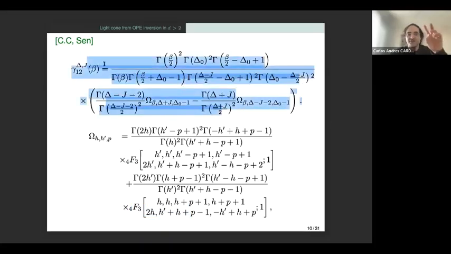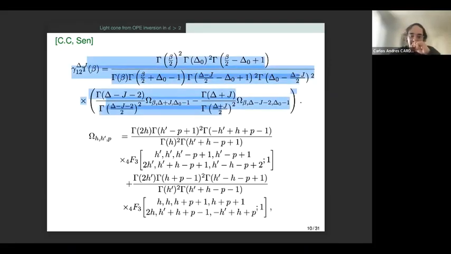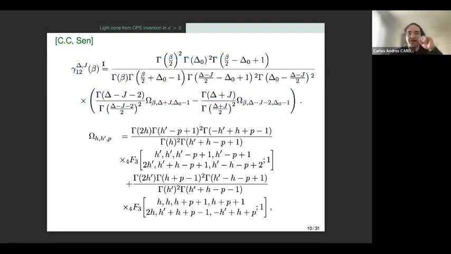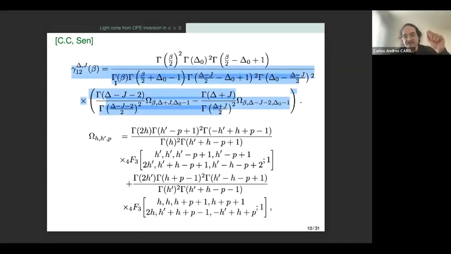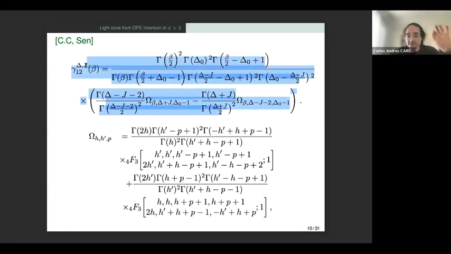And the advantage of this formula with respect to the ones doing expansions in 1 over beta is that this expression is valid for finite beta. So this is not asymptotic anymore. This is the finite, non-perturbative, if you wish. If you consider 1 over beta as a perturbative parameter, then this guy is non-perturbative in beta.